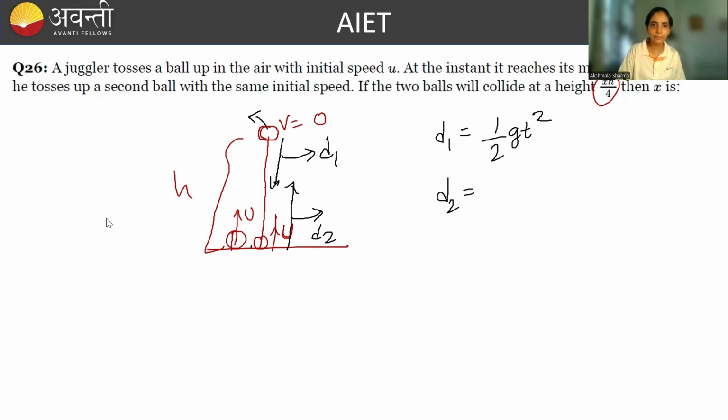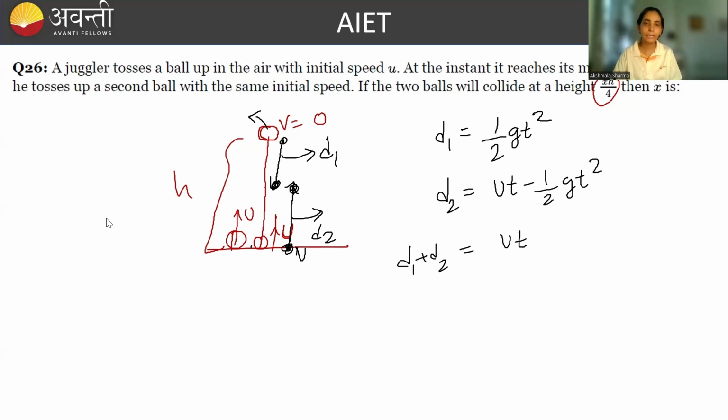And D2 can be written as: its initial speed for this interval is u. So this is ut minus half g t square, where t is the time they took to meet. In t time, the second ball traveled from the ground to this point and the first ball traveled from maximum height to this point. Now D1 plus D2 is equal to ut. This will get cancelled, right? And this is equal to H. So from here we are getting the value of t in terms of h and u that is given in the question.